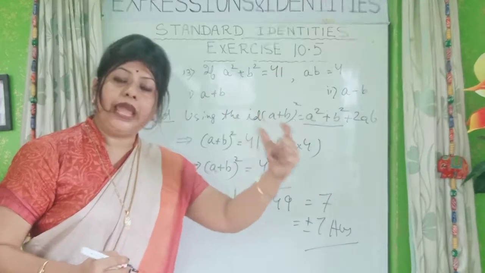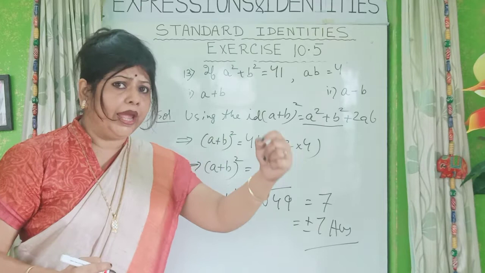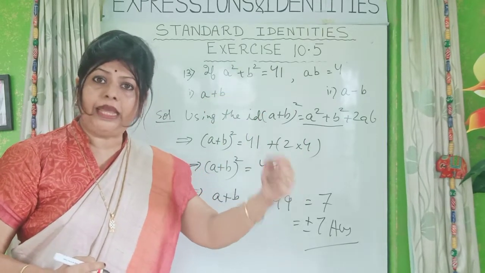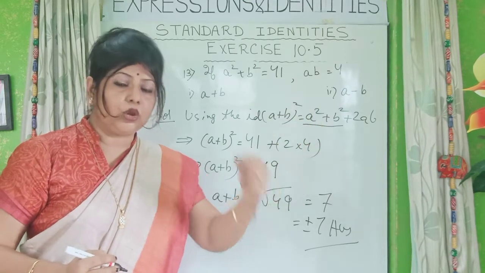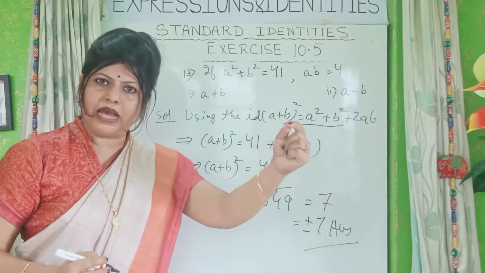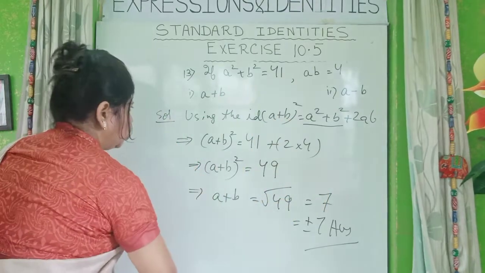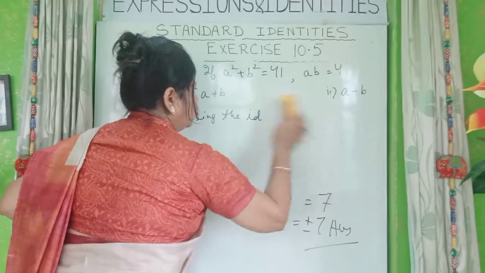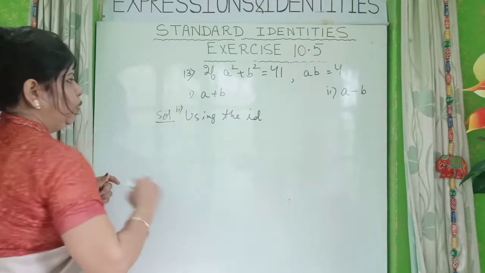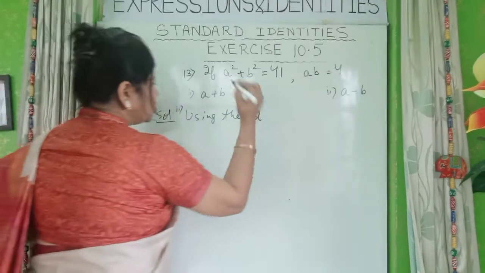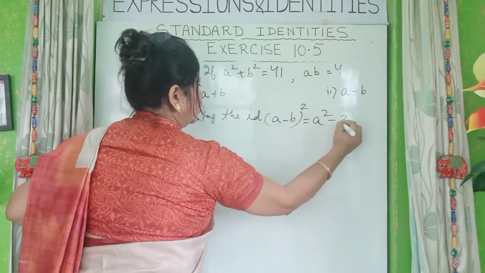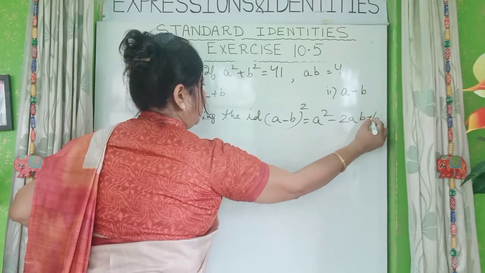Now we come to a − b. In what way we shall solve a − b? We will use the identity (a − b)² = a² − 2ab + b². So the next, to solve number 2, that is the second one, that is a − b, using the identity (a − b)² = a² − 2ab + b².